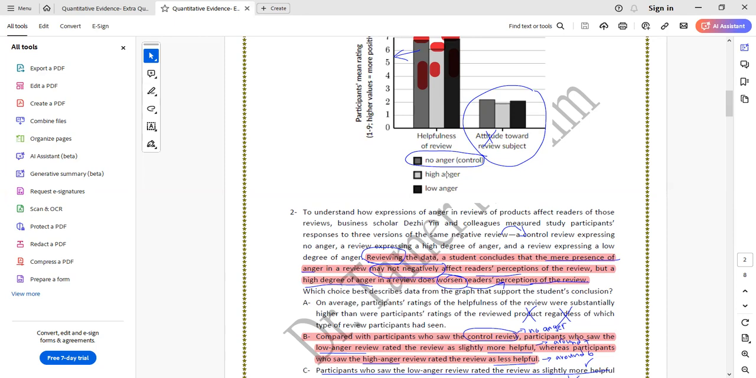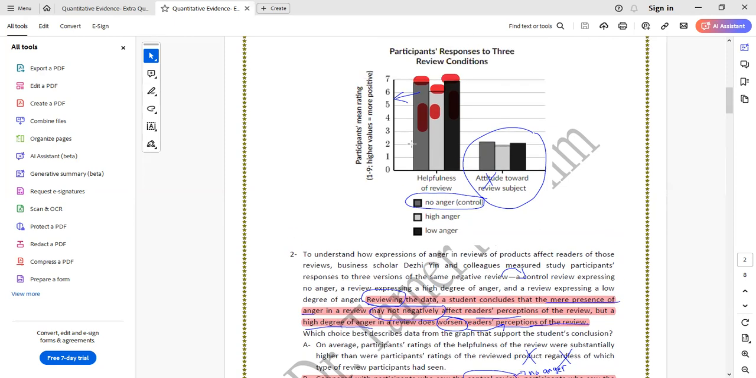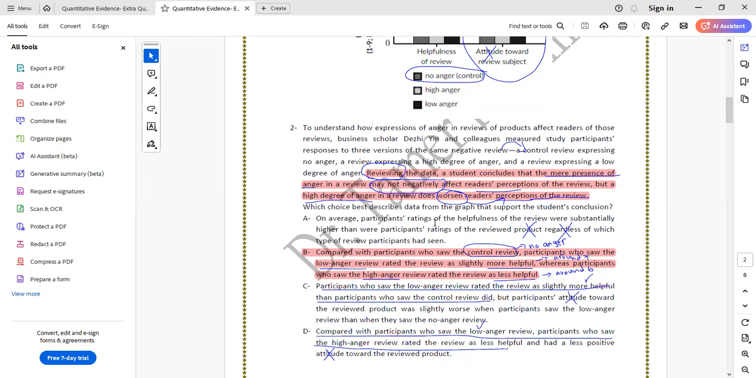Okay, let's find the first one. On average, participant ratings of the helpfulness of the review were substantially higher than were participant ratings of the review product. Okay, I don't have anything to talk about the product. I have only helpfulness, regardless of which type of review participants had seen. Again, regardless, I told you take care of. So regardless of the type of review, and also I don't have anything to talk about the product. So I'm going to cancel A.